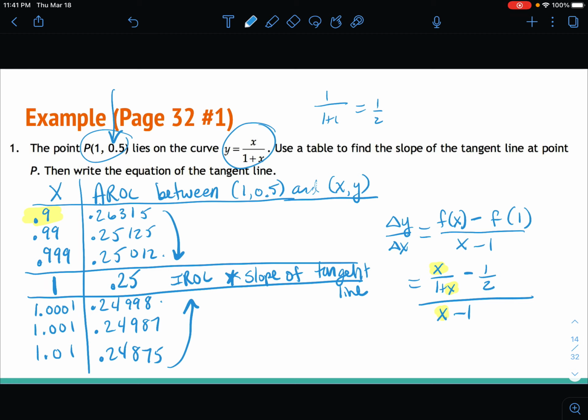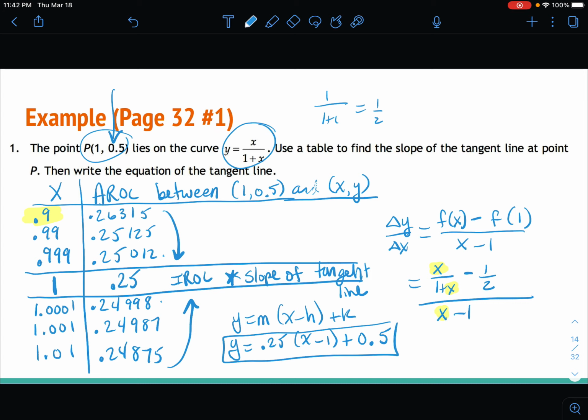So for the equation, again, I have x minus h and then plus k on the outside here. So we can go ahead and put in our values. The point we are using is 1 comma 0.5, and our slope that we just found is 0.25. So y equals 0.25 times x minus 1, plus 0.5. And that is the equation of the tangent line.